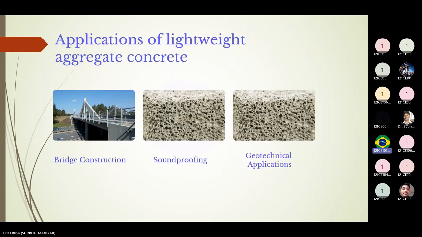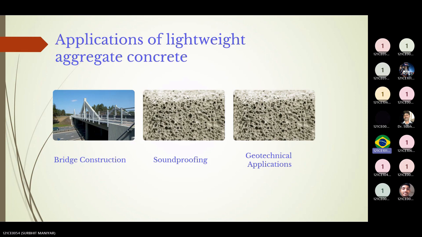So what are the applications where we generally use this type of aggregate? The first is bridge construction. Lightweight aggregate is commonly used in bridge construction due to its reduced dead load and increased durability, which enhances its longevity, meaning it works for a longer time. Any structure that is meant to serve for a longer period should be economical. So bridges are a major use of lightweight aggregate.